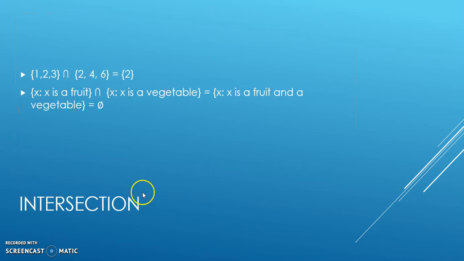Okay, we could also have an intersection. And the intersection is what things are in common. So between the set 1, 2, 3 and the set 2, 4, 6, what does it have in common? It has the 2 in common. So that's the intersection. That's an upside down union sign. If I did it with fruits and vegetables, then I have the word and, which is what usually gets used for an intersection. And in this case, it's the empty set. There's nothing that is both fruit and vegetable.